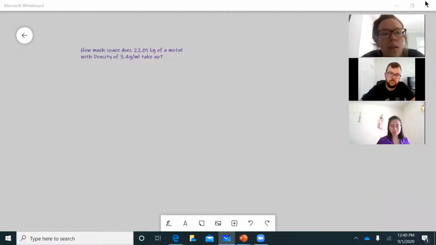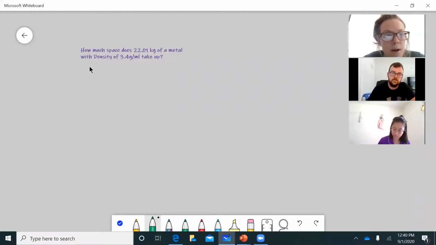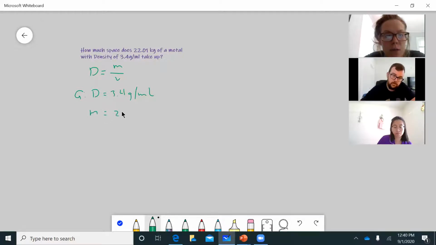Okay, so with this problem here, it's a density problem. So we can write out, if we want, density equals mass over volume. My given information, I know the density, which is equal to 3.4 grams per milliliter. I also know the mass. The mass is equal to 22.01 kilograms. It says how much space, so we're trying to find the volume.